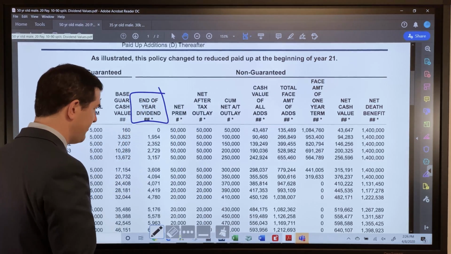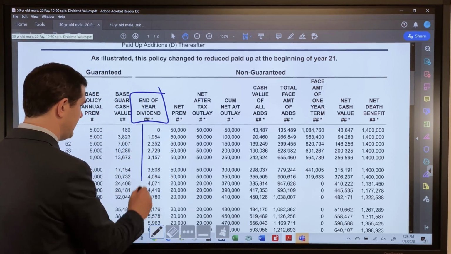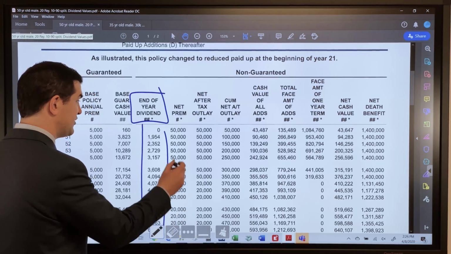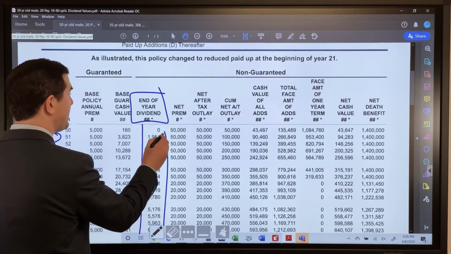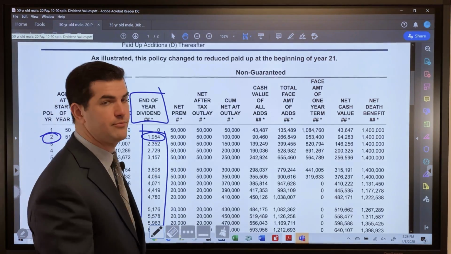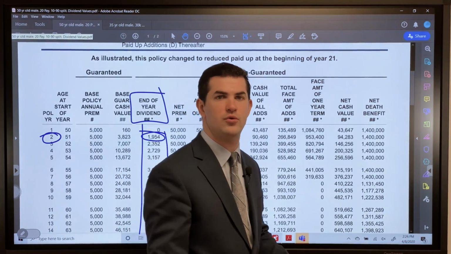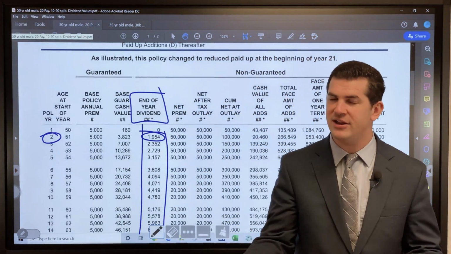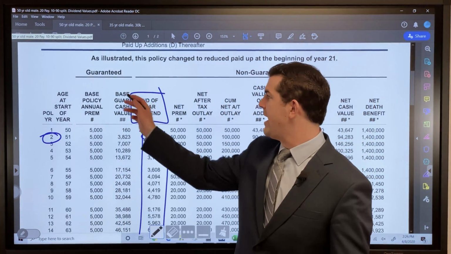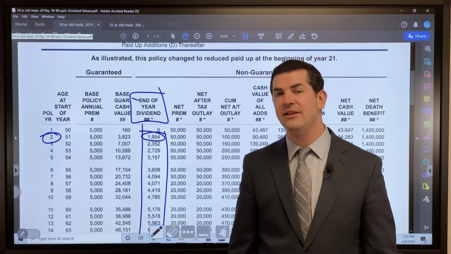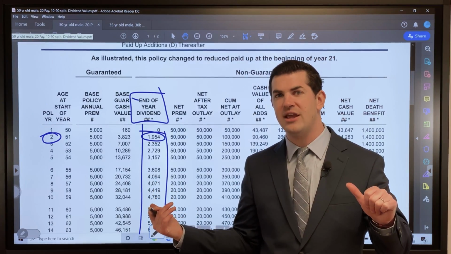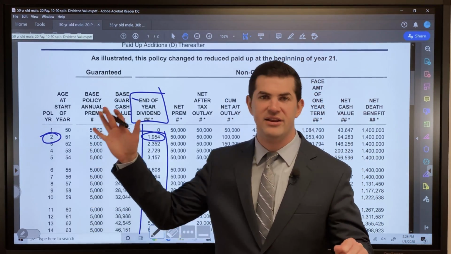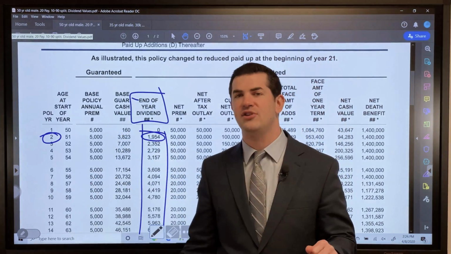Different policy illustration, and again, we get some transparency here. End of year dividend. There are the amounts. This particular product begins paying dividends in the second year. So we showed a different product really to demonstrate an earlier dividend payout. Now, end of year. What that means with this particular company is they pay a lump sum dividend at the end of the policy year.